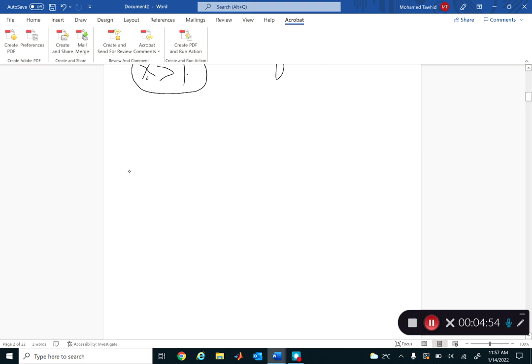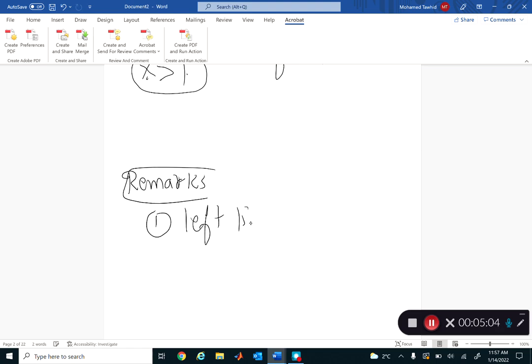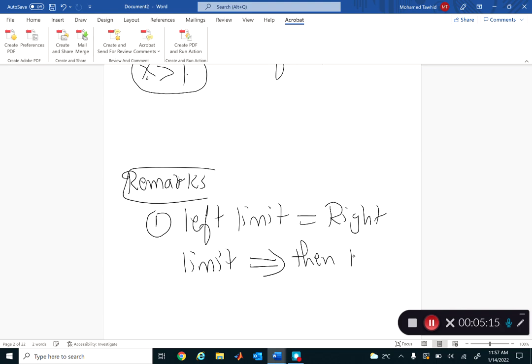So here I'm going to write a remark before I give you an example. The first remark is: if the left limit equals the right limit, if they are equal, then the limit exists.